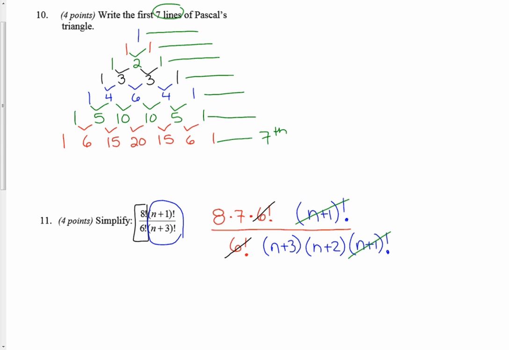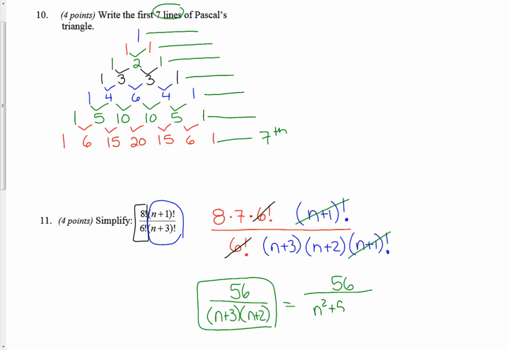On the top of my fraction, I have 8 times 7, which is 56. On the bottom of my fraction, I have n plus 3 times n plus 2. I would be okay if you stopped here and left it in factored form, but if this were multiple choice and factored form weren't there, technically when we simplify we would have to multiply out the bottom, which would give me n squared plus 5n plus 6 if I FOILed those two things together. So this is another version of the answer.